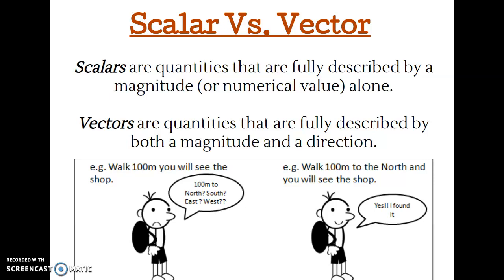Now vectors need both a magnitude, or number, and a direction in order to be fully described. For instance, in this picture here, if I tell you to walk 100 meters to the store, the first question you're probably going to ask me is, 100 meters in which direction? But if I tell you to walk 100 meters to the north and you will find the store, that's a different situation. You're going to know exactly where to go and you're going to find the store right away. Whereas here, 100 meters, not knowing which direction, that's incomplete information.